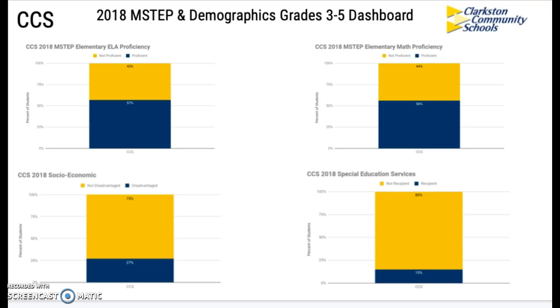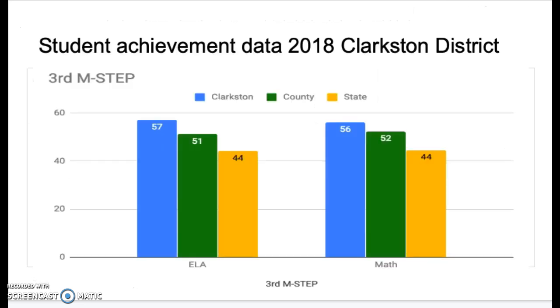Well, first, taking a snapshot of the entire district, you see that the district is at roughly 57% competency on average for ELA and 54% for math. The socioeconomic average for the district is 27%, and the special education average is 15%. As was illustrated in the last slides, the average does not describe Clarkston Community Schools, but more of 2 different halves that reach that average and are pretty far apart. Even on this average, Clarkston fares well against both the county and the state averages in terms of both MSTEP ELA and math.